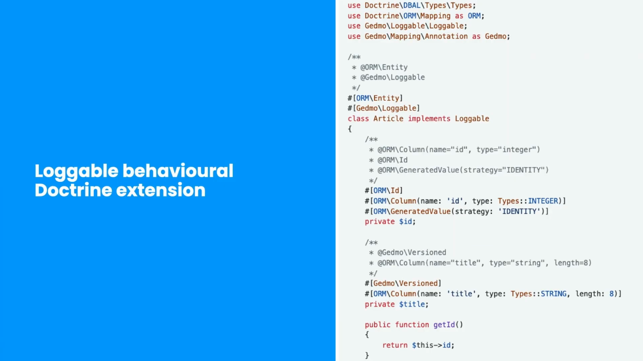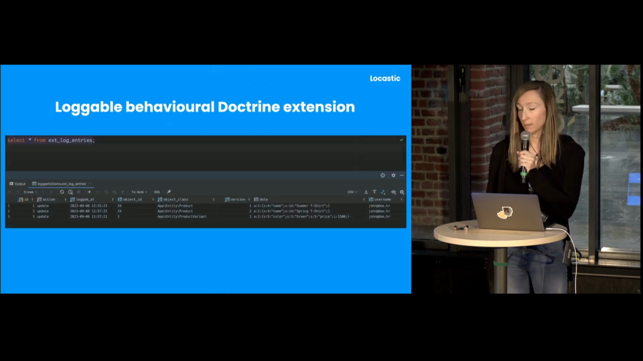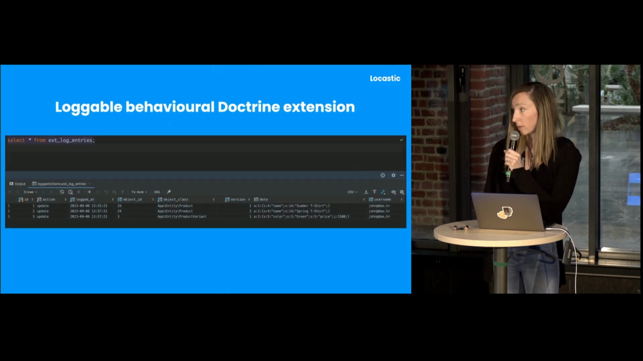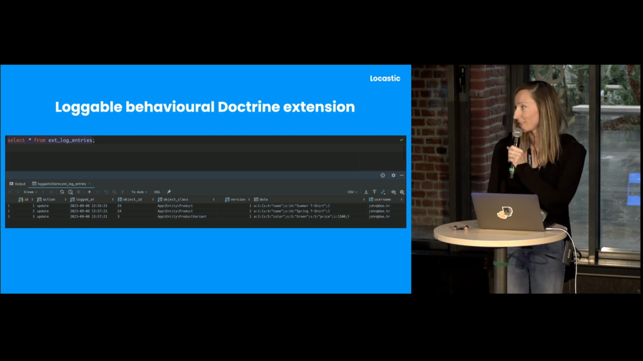It's really simple and quick. First of all, we add this loggable attribute on the top of our entity that we want to track, and then also this version attribute to all the fields that we want to track, and that's it. And this is the result. We can see that all of our activity logs are saved to a single database table.